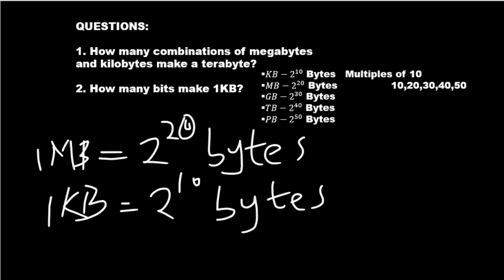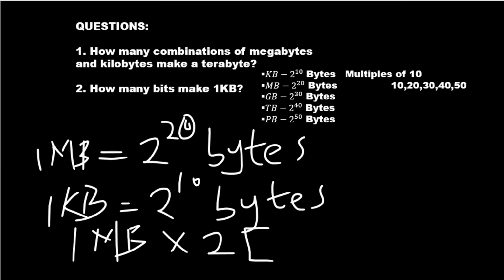So when we check, we can see that we can't take 2 of the megabytes. We need 2 of the kilobytes combined with 1 of the megabytes to be able to get a terabyte. So with this in mind, we can say that 1 megabyte multiplied by 2 times a kilobyte, where a kilobyte is 2 to the power 10. Yes, 2 times a kilobyte will give us a terabyte. How? Okay, so let's see.